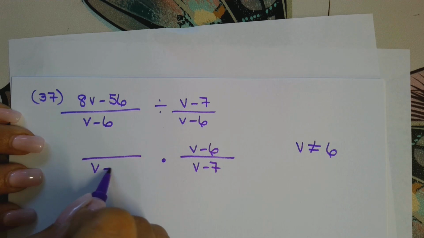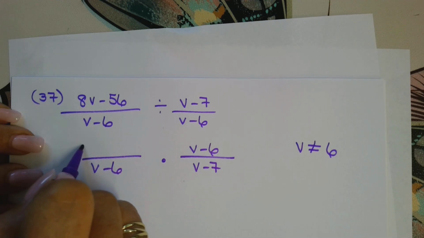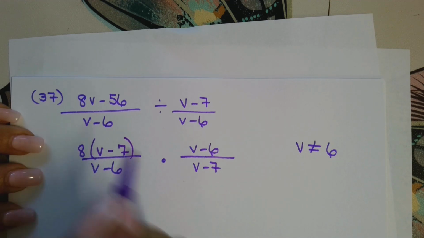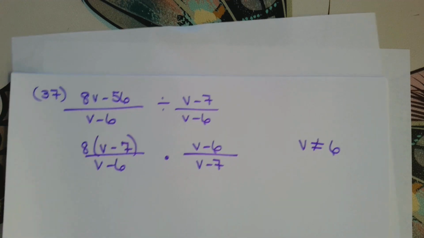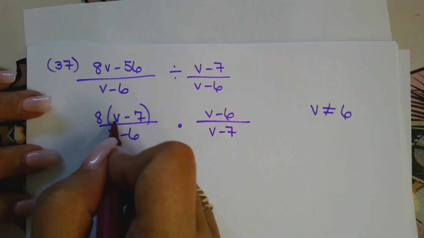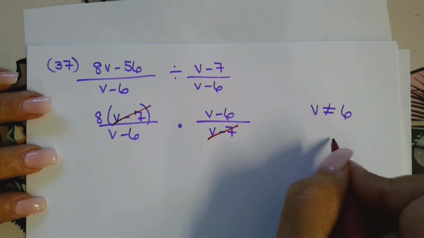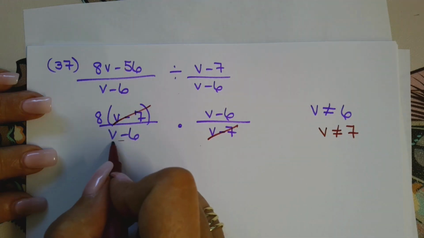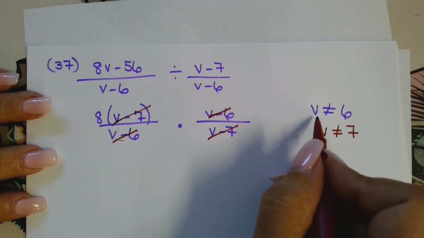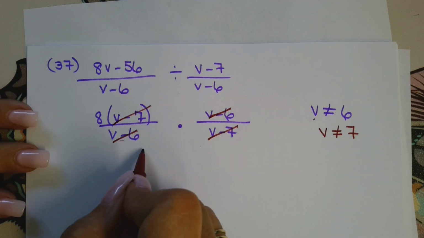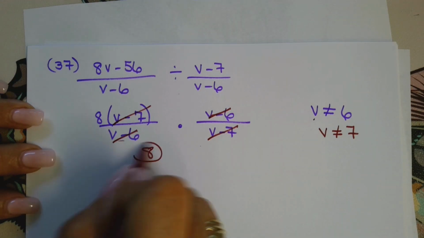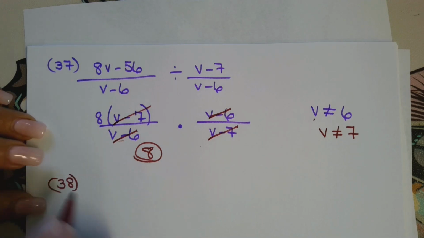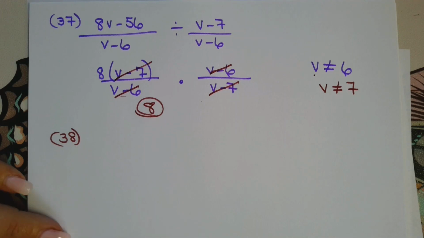And let's factor here. I'm going to pull out an 8, and you're left with v minus 7. And you're ready to cancel. So v minus 7 cancels with v minus 7. That means v cannot be 7. And v minus 6 cancels with v minus 6, which gives us that. And you are left with just 8. Too easy. Should have really made this harder.